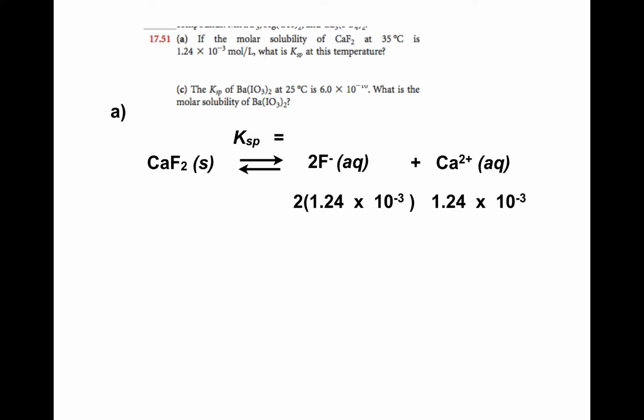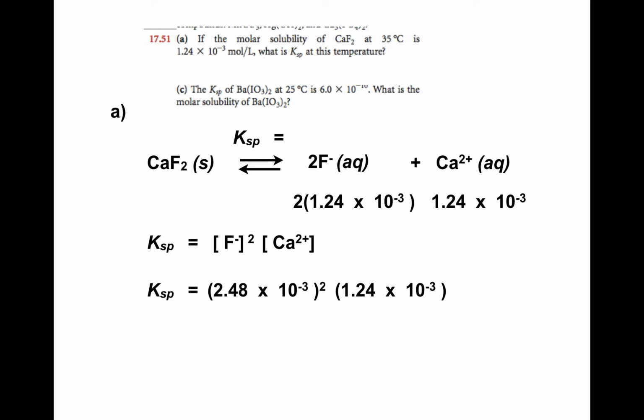The fluoride concentration is going to be twice the molar solubility, right? You're getting 2 times the fluoride ion compared to the 1 mole of calcium fluoride. So you take these concentrations, plug them into the law of mass action, right? So it's going to be the concentration of the fluoride raised to the second power times the concentration of the calcium raised to the first power, and that's going to be equal to the KSP.